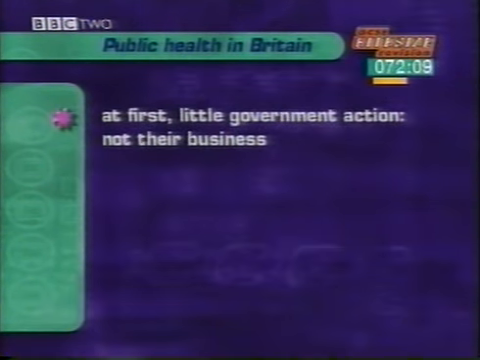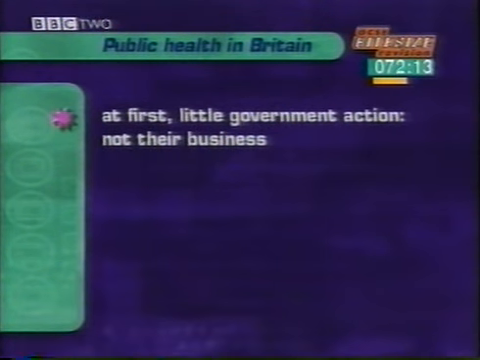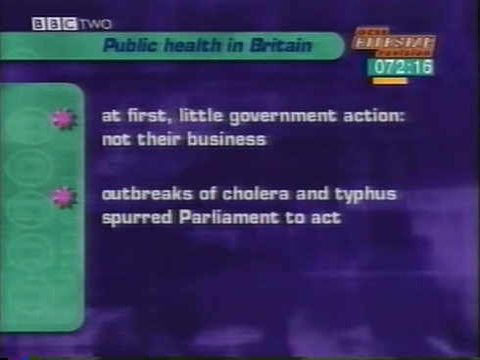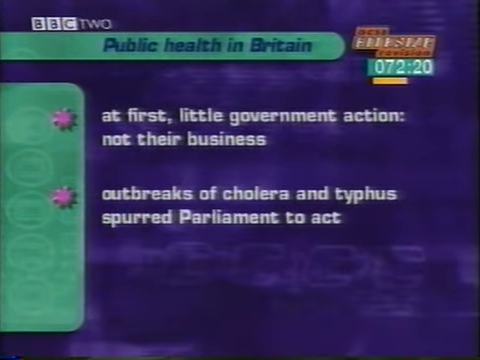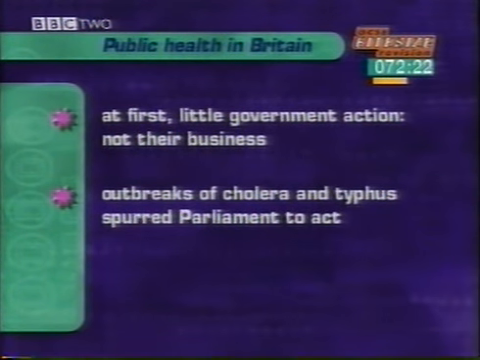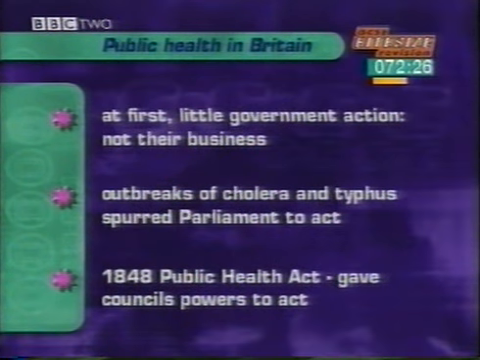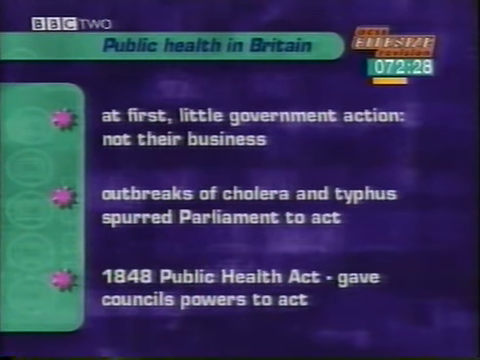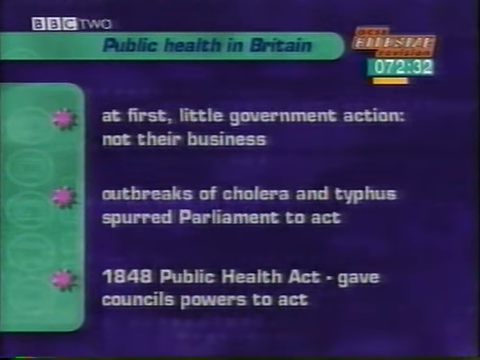To begin with, government didn't think it was up to them to deal with these problems. But during the 1830s and 40s, there were particularly bad outbreaks of cholera and typhus. Parliament began to recognise it had some responsibility for public health. In 1848, the first Public Health Act was passed. It gave local councils powers to provide clean water and sanitation, if they wished.